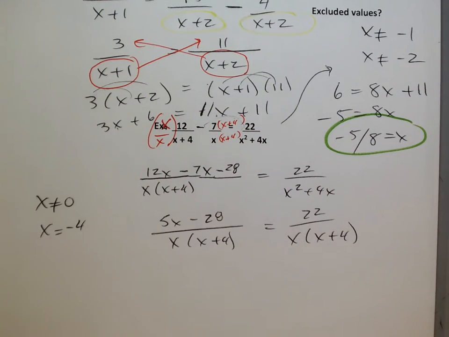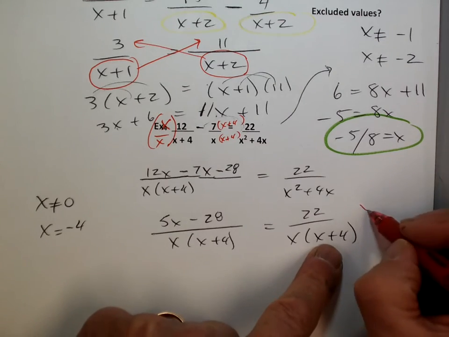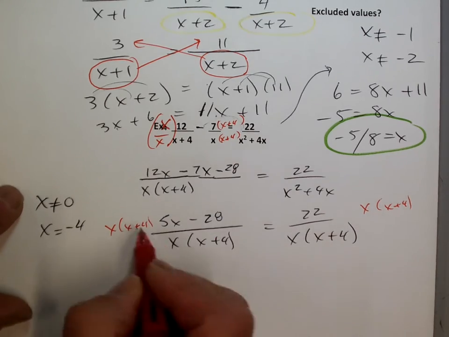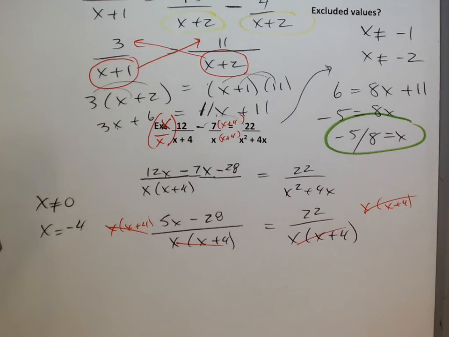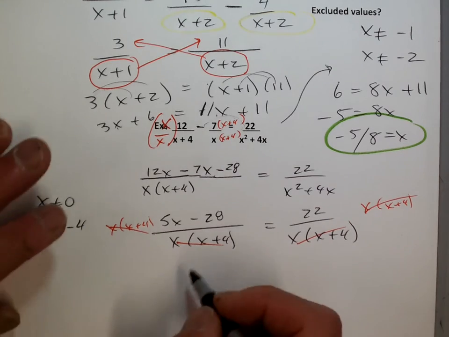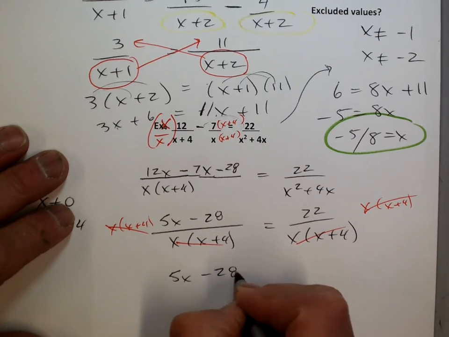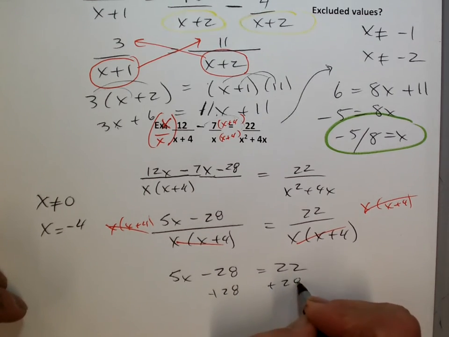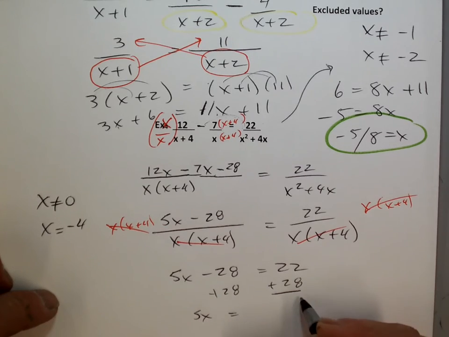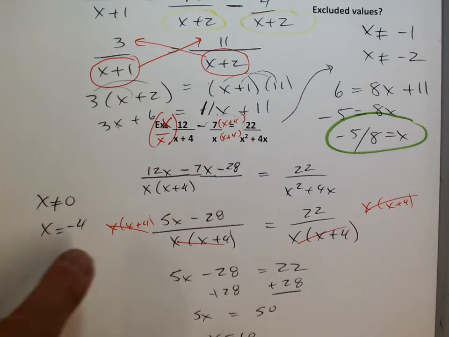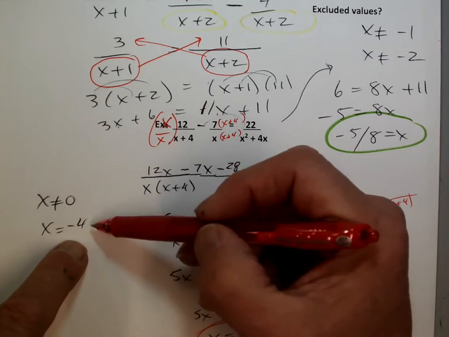So here's what I see. If I multiply both sides by x times x plus 4, it just cancels it out, right? So if they have the same denominator, what I really want to do is just look at the numerators. So I want to solve 5x minus 28 equals 22. Okay, and then I'm going to solve. I'm going to add 28 to both sides. I get 5x equals, let's see, that's 50, I think. Divide by 5 and x is 10. Now let's see. x equals 10. I think I can keep that answer because it just can't be 0 or negative 4.